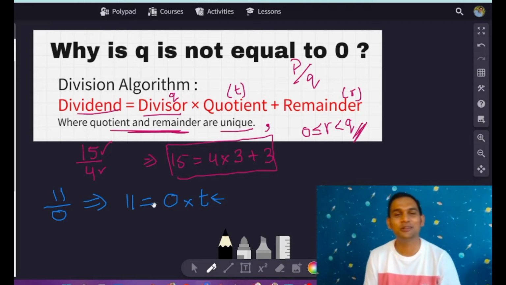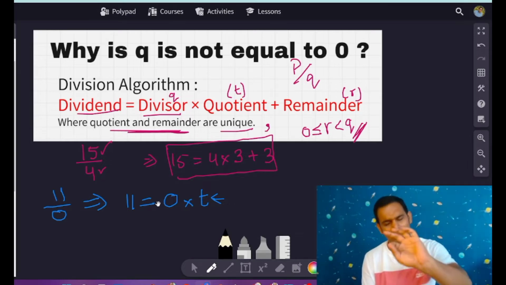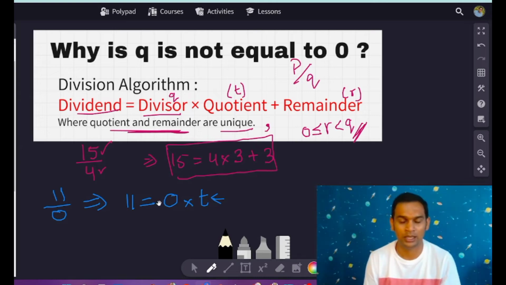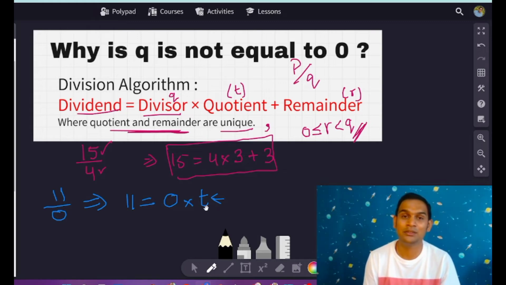Is there any possible number? Do not tell me infinity. Infinity is a concept, not a number. We'll discuss that in further videos. But for now, is there any number which can be placed in place of t? Think about this. Yeah, you thought it right. It is not possible to multiply any number with 0 and get an answer as 11.